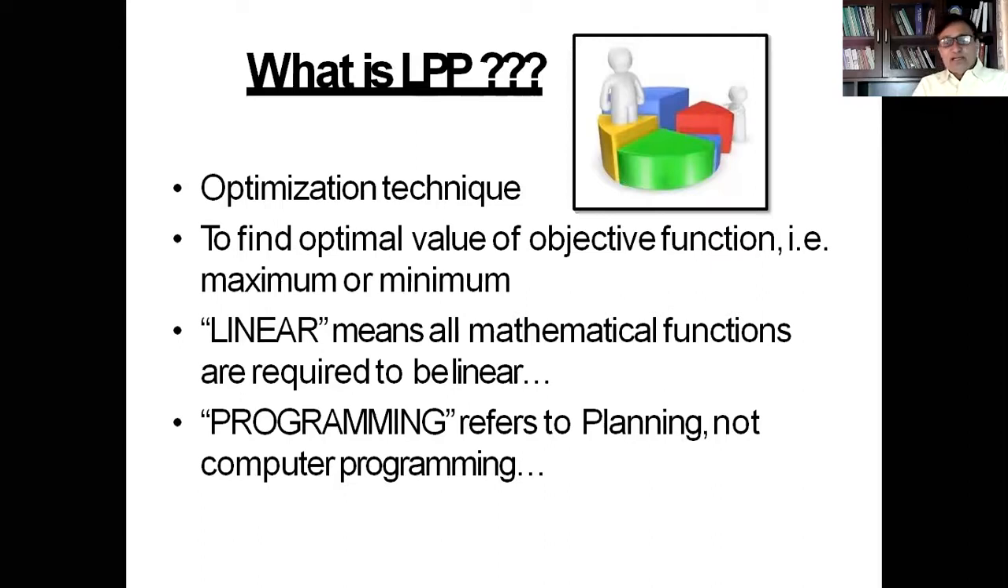Then the term programming refers to planning, not computer programming. The programming here should not be confused with computer programming because it's a step-by-step procedure. Though now, with the help of technology, we have software solutions for linear programming also. Earlier there was a deficiency: to get the solution from linear programming, you must have a limited number of decision variables, 5, 6, or 7.